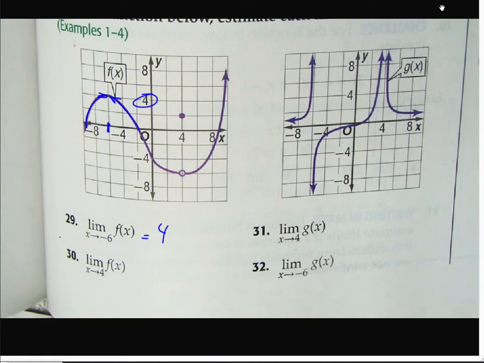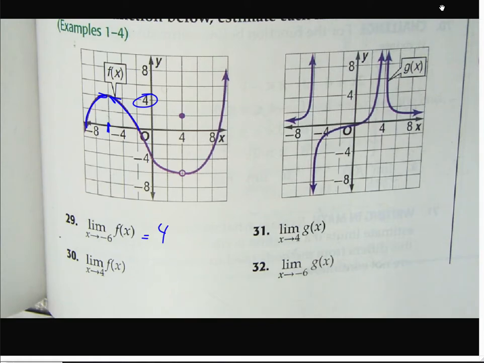All right, 31. Alexander, read 31 to me. Limit G. I'm not really sure. Garrett, how do I read that? Limit as x approaches 4 of g. Very good. The limit as x approaches 4 of g of x. And what do you think on this one? Does not exist. Does not exist is correct.